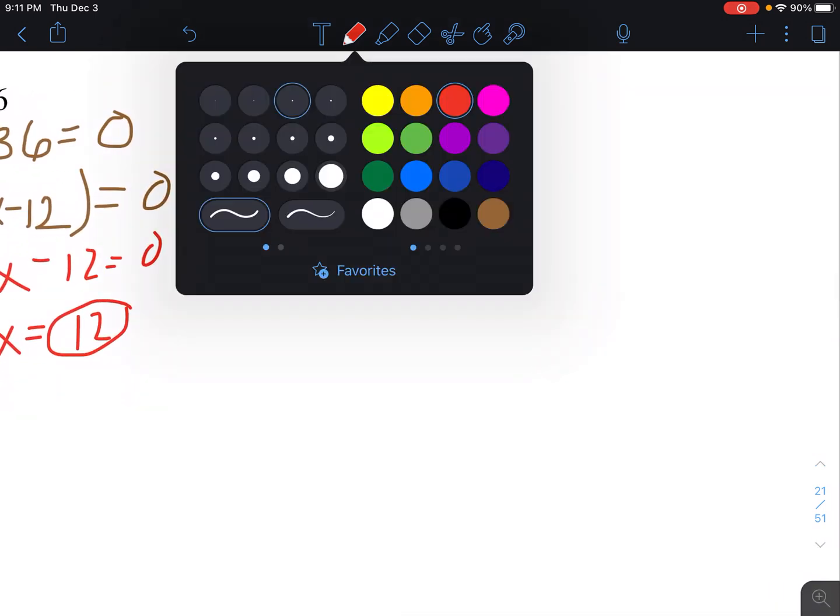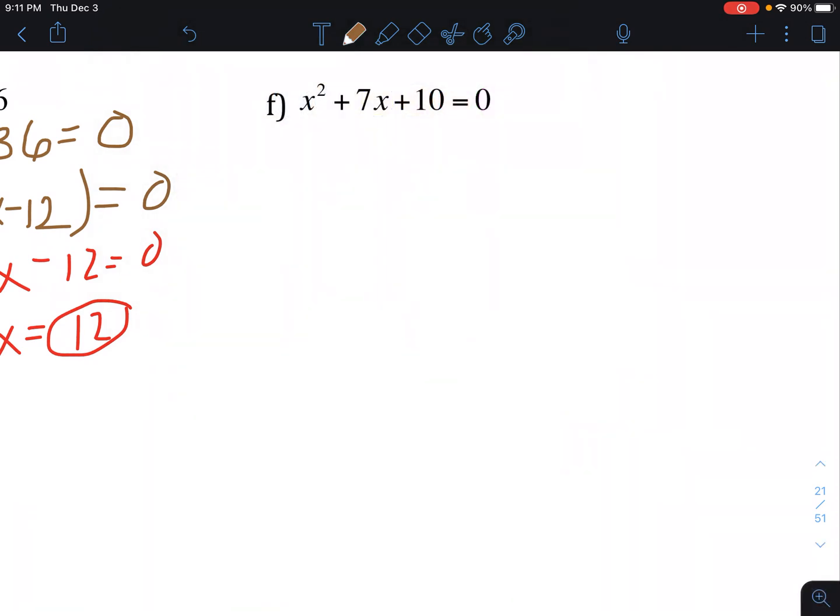Letter F. It's set equal to 0. This is actually a really easy problem. There's no GCF. This actually should have been probably letter A. It's that easy. It's just an easy trinomial with all pluses. Two numbers that multiply to get 10 and add up to get 7. What are they? 2 and 5.